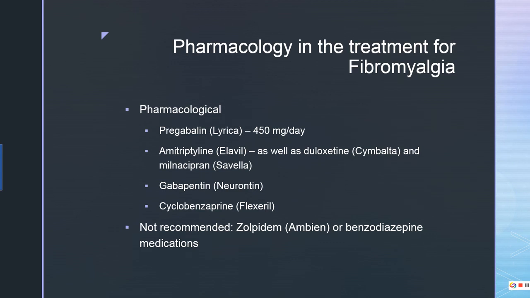Pregabalin, at a dose of 450 milligrams per day, was found to be fairly successful in the treatment regimen. Hauser et al. discovered through a meta-analysis that results were very positive for the use of the tricyclic antidepressant amitriptyline and the serotonin norepinephrine reuptake inhibitors, duloxetine and milnacipran, as first-line treatment for fibromyalgia.